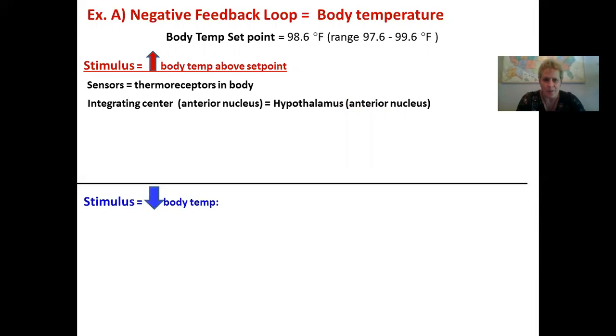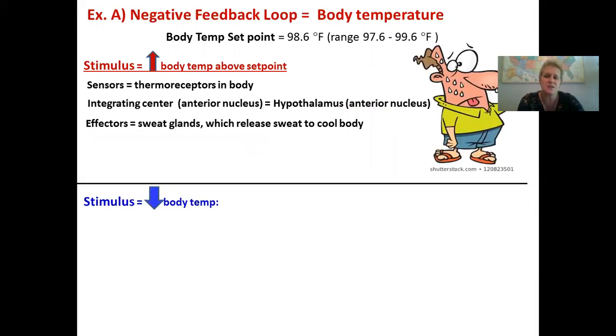Now what happens is the hypothalamus, the integrating center, sends a signal to an effector. In this case, it's going to be your sweat glands. Effectors are muscle cells or glands, and this causes you to sweat. And when that sweat evaporates off the surface of your skin, it carries body heat with it, and it cools you down. So the end effect is your body temperature goes back down to normal range. So with negative feedback, the stimulus, the arrow is going in one direction.